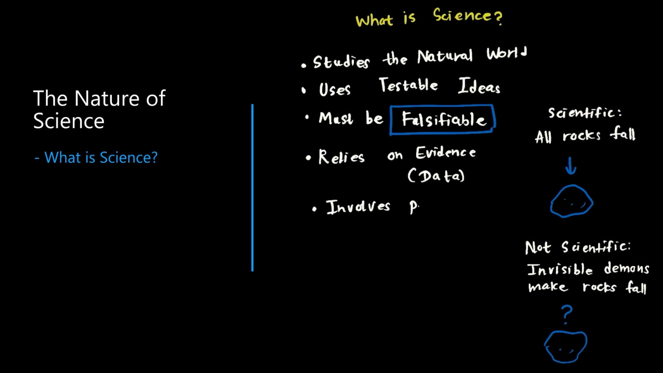Often this work is presented to the scientific community for evaluation, a process called peer review, which helps ensure the quality and validity of the research. And finally, good science almost always leads to further questions and new avenues of research. It's a never-ending cycle of discovery.